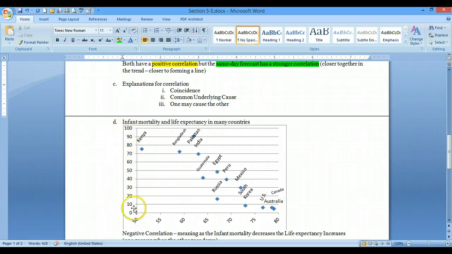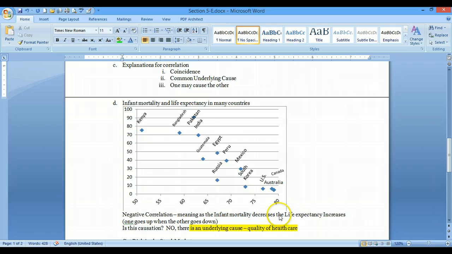Over here is infant mortality. This is life expectancy. Is this a causation? Is the infant mortality causing life expectancy to increase? No. So it's not causation. Is it a coincidence? I don't think so, but I do believe that there's a common underlying cause between infant mortality rate going down and life expectancy increasing. I would say it's healthcare. There we go, quality of healthcare.